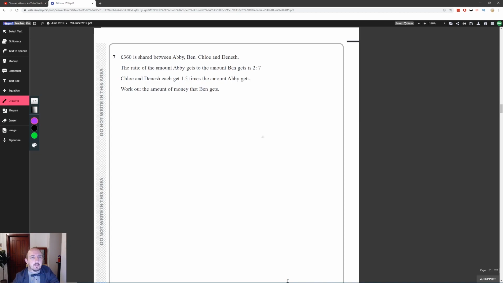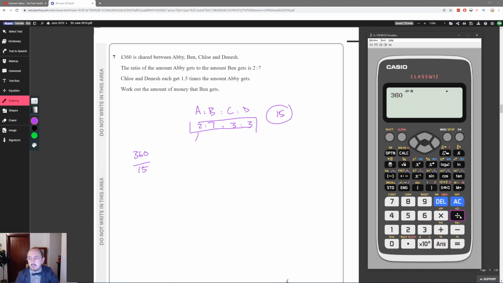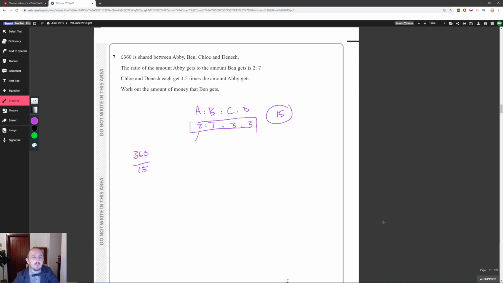£360 is shared between 4 people. Abby to Ben is going to be 2 to 7, and Chloe and Dinesh get 1.5 times the amount Abby gets. So 2 times 1.5 is 3, so they're both going to get 3. And when we add these up, we're going to get 15 shares. So we're going to share 360 into 15 pieces, and that gives us 24. So each share is worth £24.